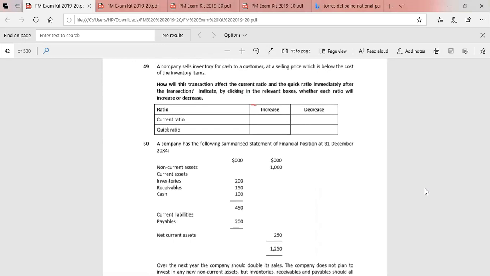A company, 49, look into that. A company sells inventory for cash to a customer. I hope all of you have this exam kit with you. Do you have the exam kit with you? Ma'am, is this Kaplan or BPP? Kaplan. Yes, we have, I think. Yes, ma'am, we have. Okay.